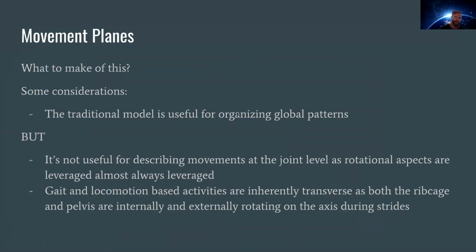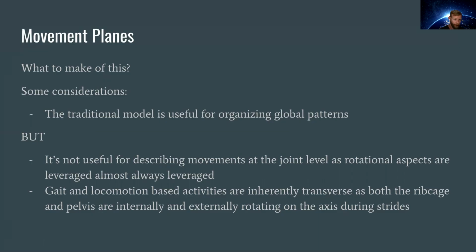All right, so when we think about movement planes, it gets really confusing, but these are some things that we tend to think about. The traditional model, where we just talk about the three big planes, is useful for organizing global patterns, right? So we have a sagittal, we have a frontal, and we've got a transverse. We've got vertical integration, we've got horizontal integration, we've got rotation, is typically how we would describe that. But it's not useful for describing movements that are happening at the joint level, because rotation is being leveraged all the time, right?